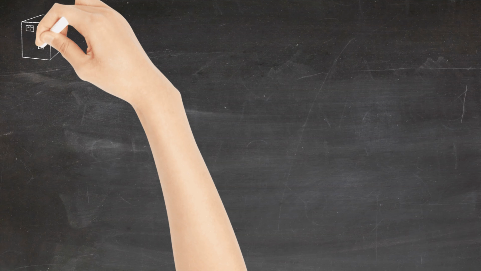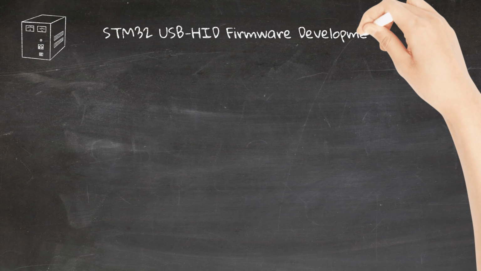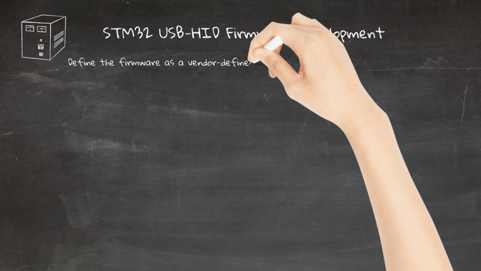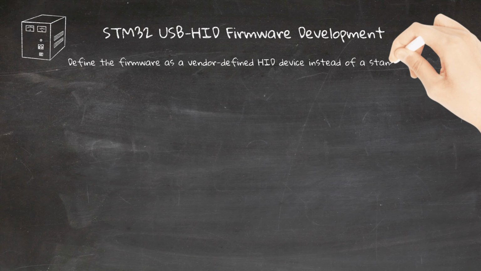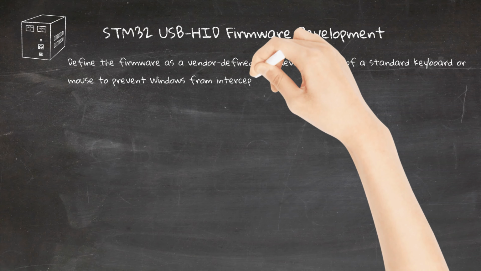After understanding the PC side, let's briefly look at the STM32 firmware side. First, we usually define the device as a vendor-defined HID instead of a standard keyboard or mouse, to prevent Windows from interfering with the data.